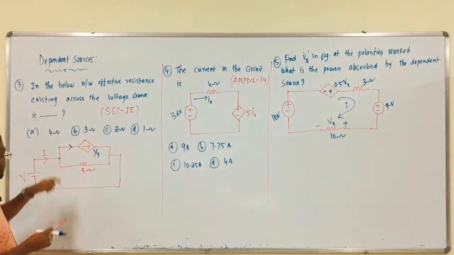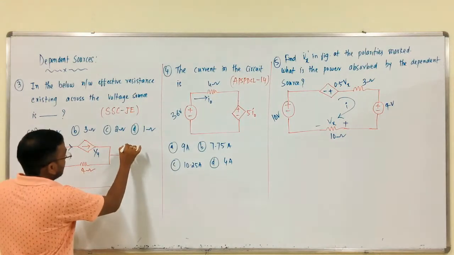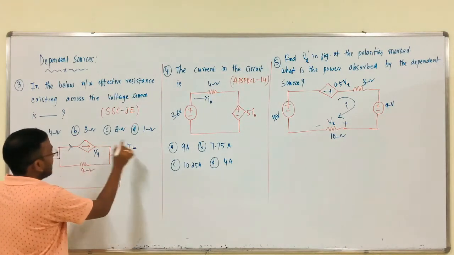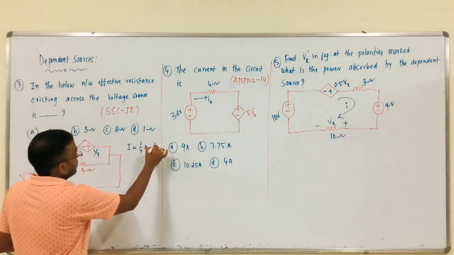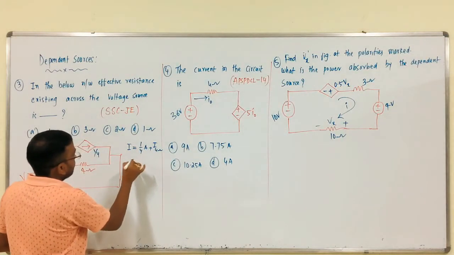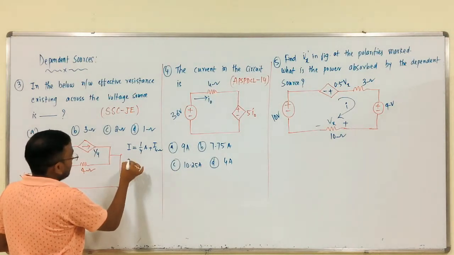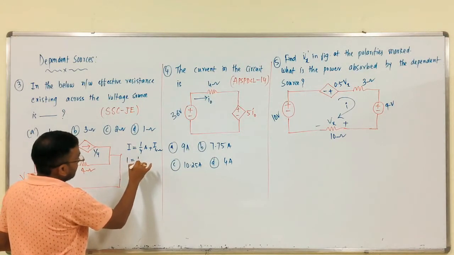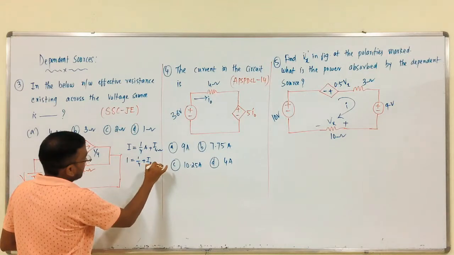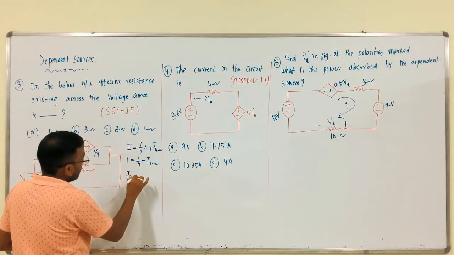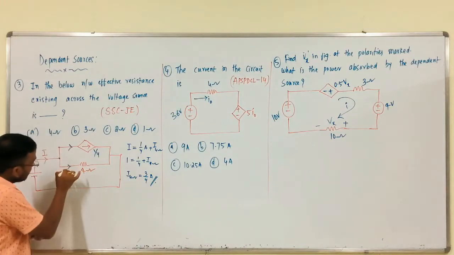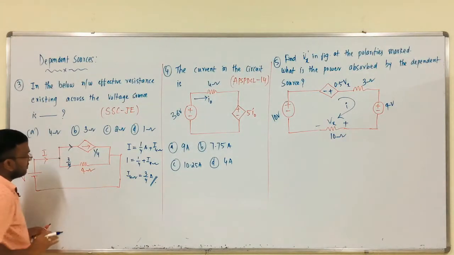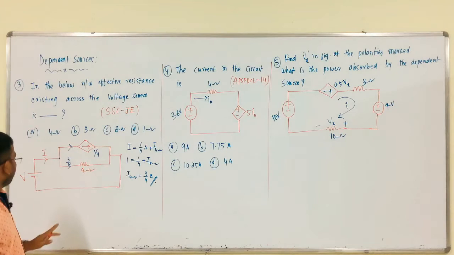See, at this node, current is I, which can be split into 1 by 4 amps plus the current through this 4 ohm branch, which we do not know. For example, if this is 1 amp, then 1 equals 1 by 4 plus the current through this 4 ohm branch, which is 3 by 4 amps. So, through this we have 3 by 4, and through this we have 3 by 4.